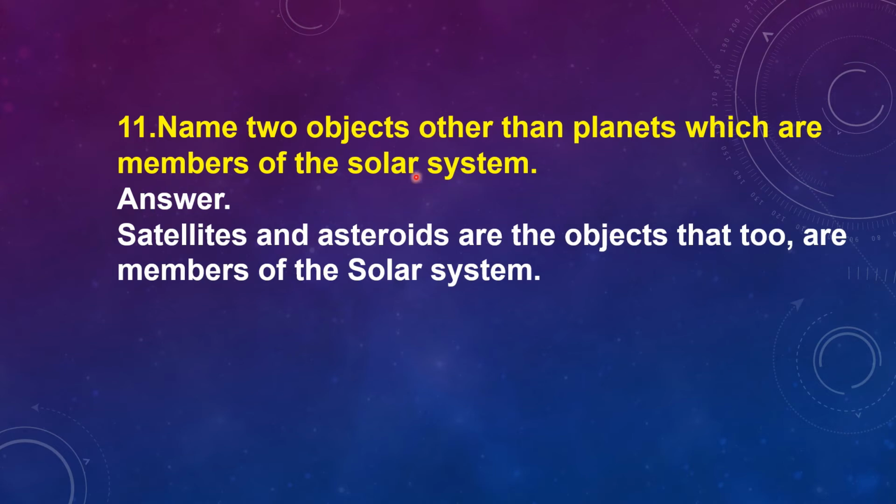Name two objects other than planets which are members of the solar system. Here, satellites and asteroids are the two objects other than the planets that are members of the solar system.